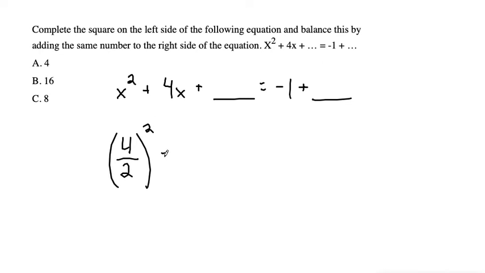So 4 divided by 2 is 2. 2 squared is 4. So that means that once we take this number, divide it by 2, and square it, that's our number that's going to go in each one of these blanks. So this answer is going to be 4.